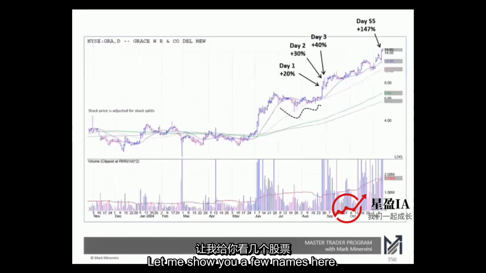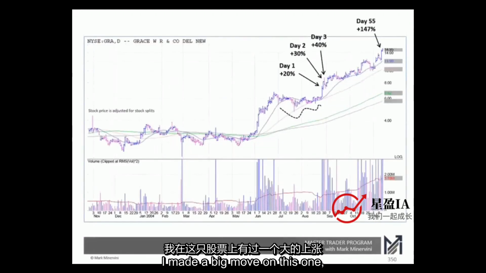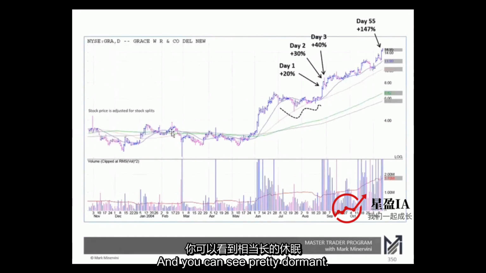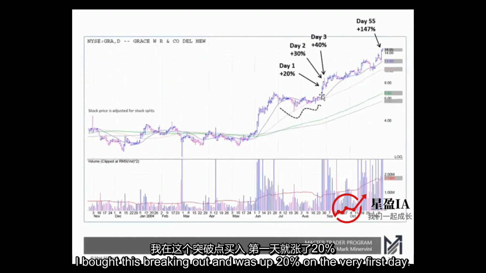Let me show you a few names here. WR Grace was one where I made a big move because it was so powerful coming out of this base here. You can see it was pretty dormant, and then boom, it has this big explosion, and you get this first base. As it turns into a stage 2 uptrend, you get that first nice, perfect VCP. It doesn't get any better than this. I bought this breaking out and was up 20% on the very first day.